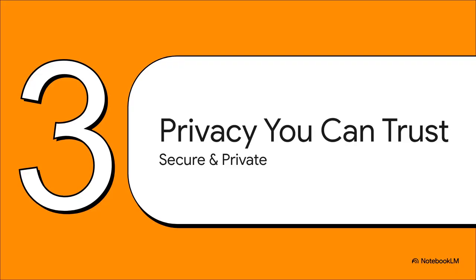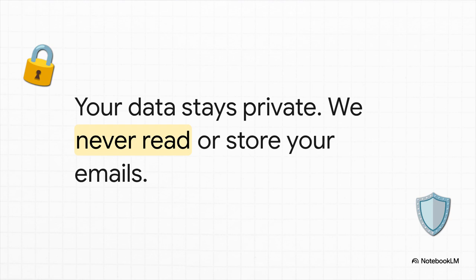Next up is section 3, privacy you can trust. So your data stays private and they never read or store your emails. The app actually utilizes Gmail SMTP's secure app password support directly on your device. What does that mean for you? Well, it means your highly sensitive job applications, your proprietary client outreach lists, all your personal data, it stays entirely under your control. There is literally no middleman server snooping through your attachments.